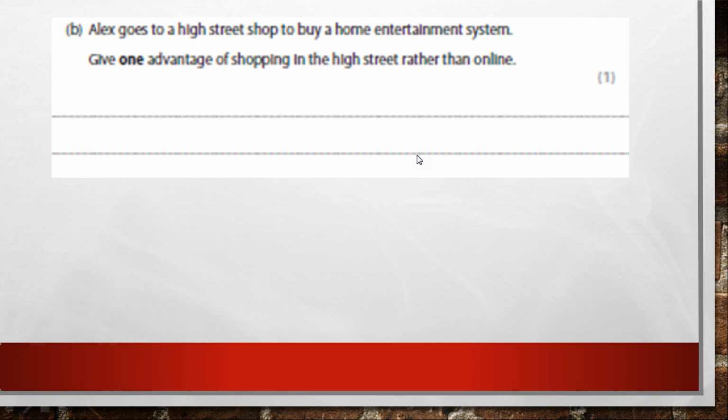Next question. Alex goes to a high street shop to buy a home entertainment system. Give one advantage of shopping in the high street rather than online. Now you're probably thinking, hang on, this relates to other parts of the topic. Well, it does. In all of these questions, they might flick around the whole scheme of work. So give one advantage of shopping in the high street. One advantage, one mark. What do you think the answer is?